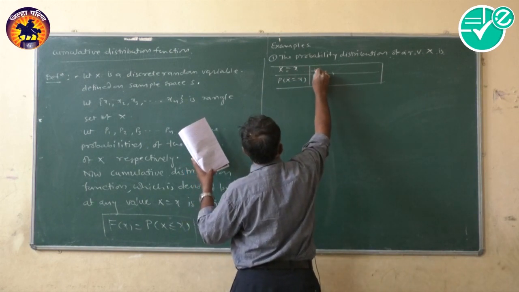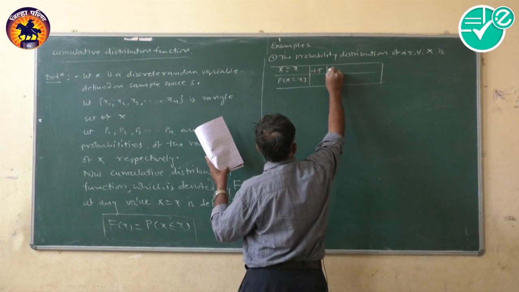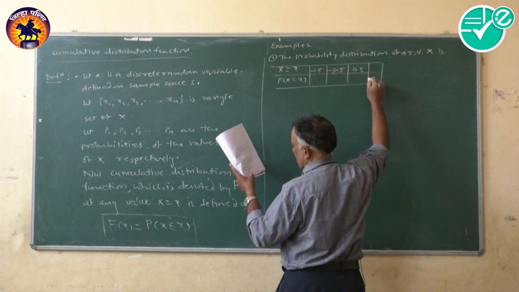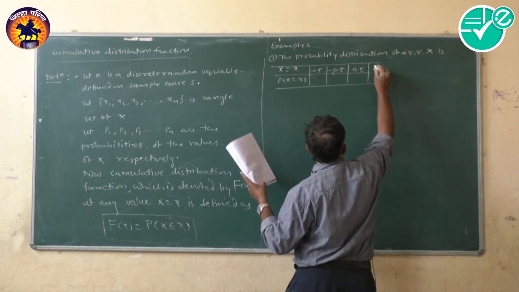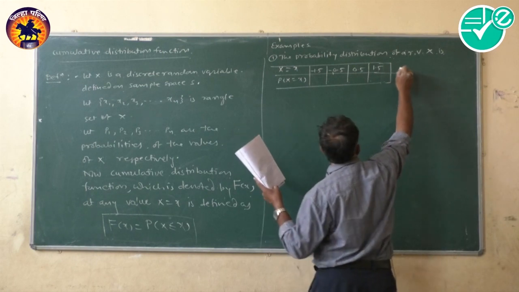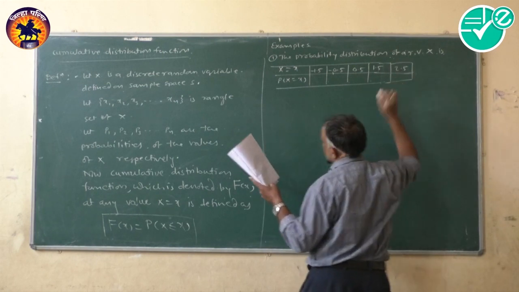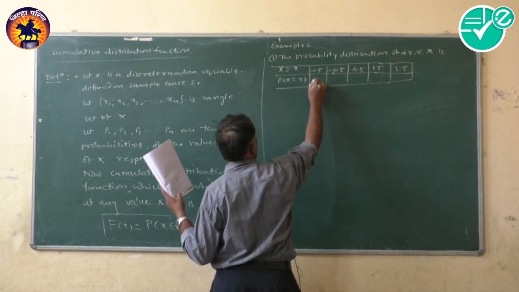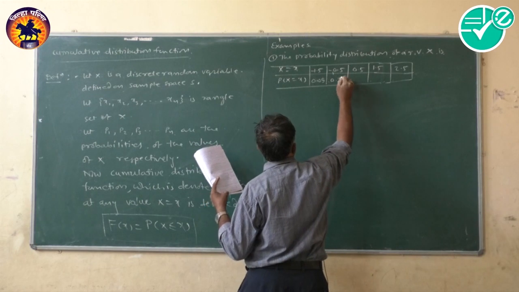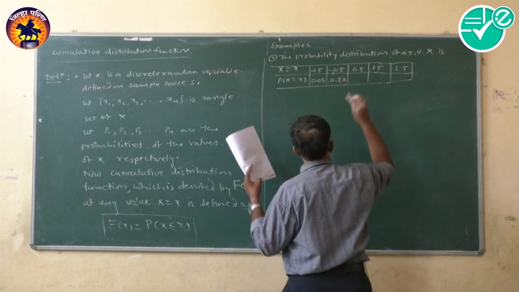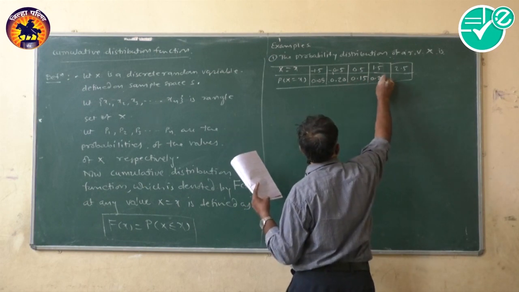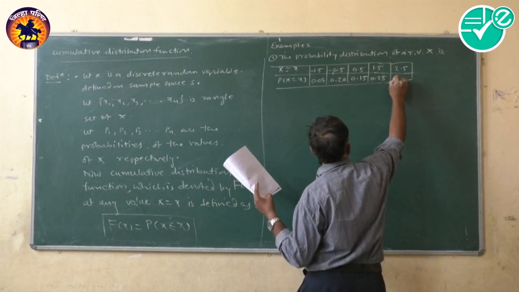The values are minus 1.5, minus 0.5, 0.5, 1.5, and the last value is 2.5. And their respective probabilities are 0.05, 0.20, 0.15, 0.25, and lastly 0.35.